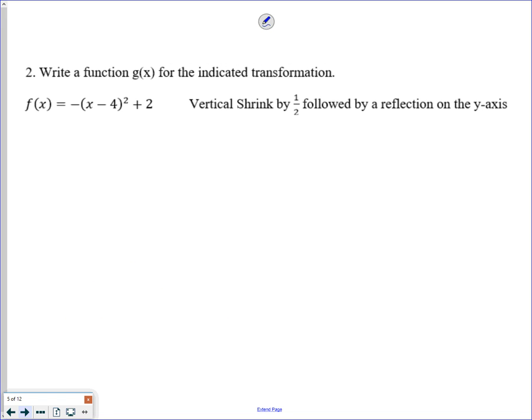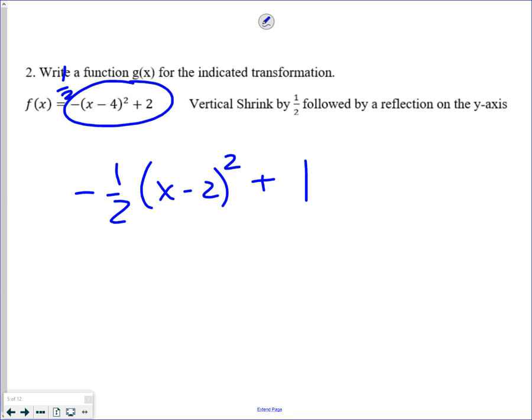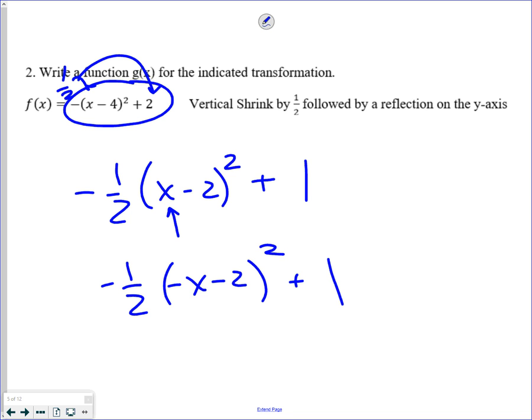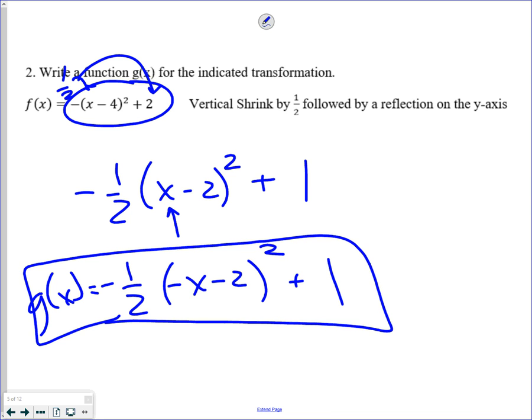Vertical shrink by a half means, again, you're taking the entire function times a half, which makes -1/2 (x - 4) quantity squared plus 1. Notice that I multiplied both the first term and the last term by a half, and I did not distribute into the parentheses. And then a reflection on the y-axis means you're replacing x with negative x. And that'll give you your g function.